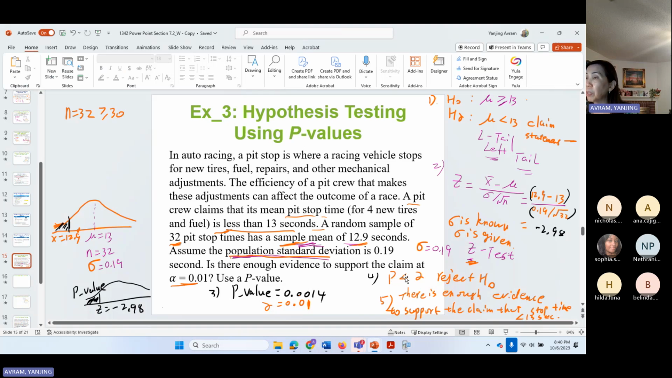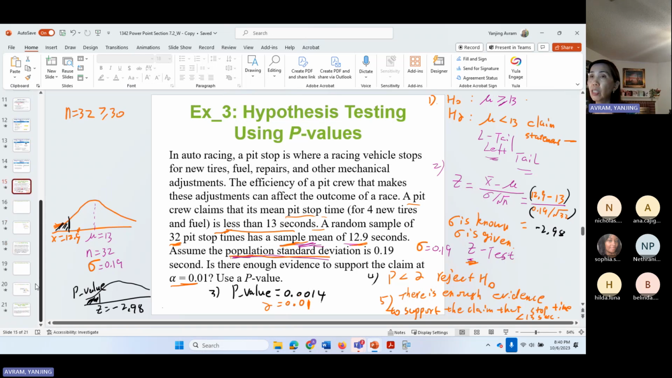Right now you compare p and alpha, and then you reject the null hypothesis. After you reject the null hypothesis, you have to be able to make a conclusion, right? Say we have enough evidence to support the claim that the start time is less than 13 seconds. All right, so we are giving you the whole picture, combining everything together.